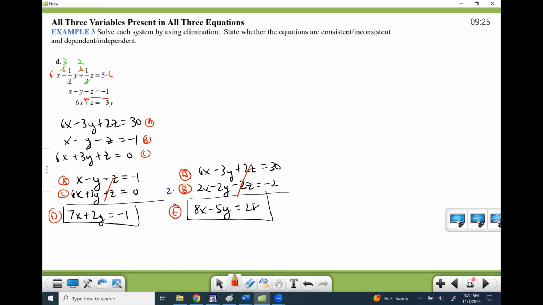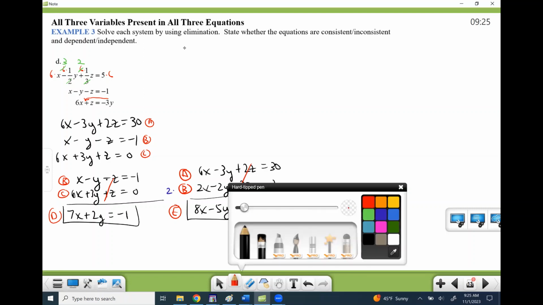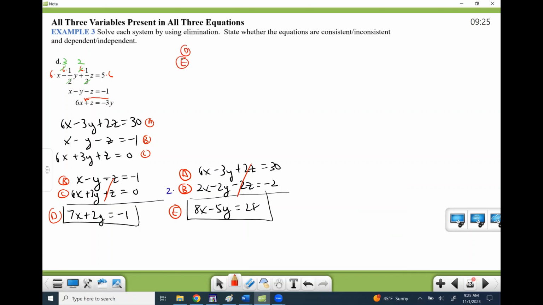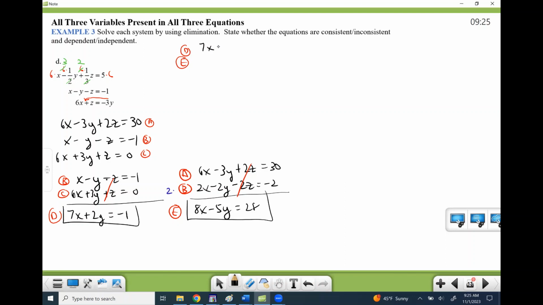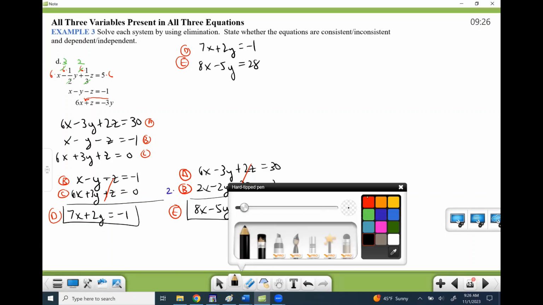So we're ready to put D and E together. So let's go ahead and do that. I'm going to do that up here, you guys, where I put D and E, just because I'm kind of running out of space down here at the bottom. Okay, so we're going to put 7x plus 2y equals -1 with 8x minus 5y equals 28. Okay, I'm thinking the y's because they already have opposite signs, and that seems like smaller numbers to deal with.